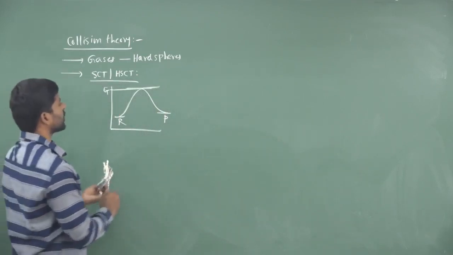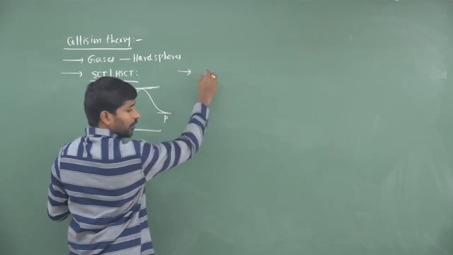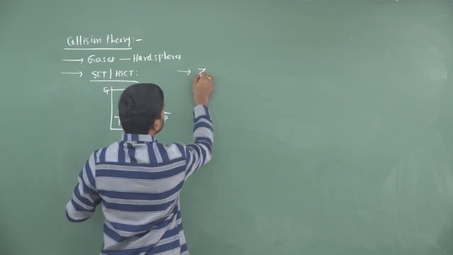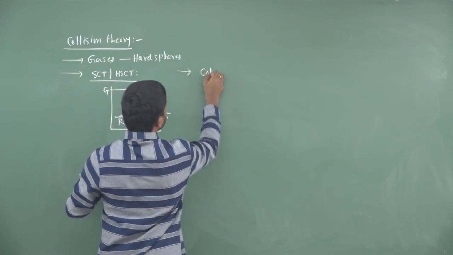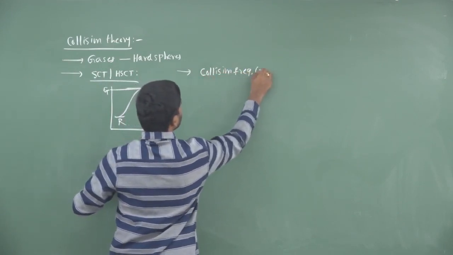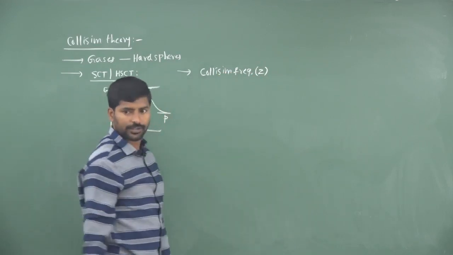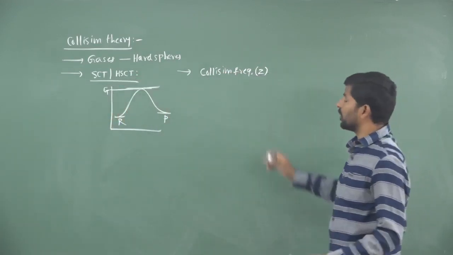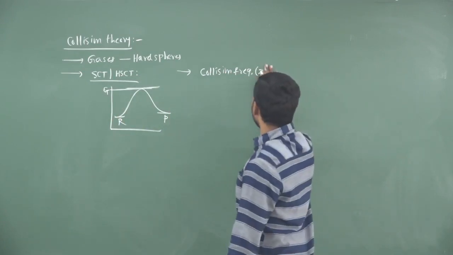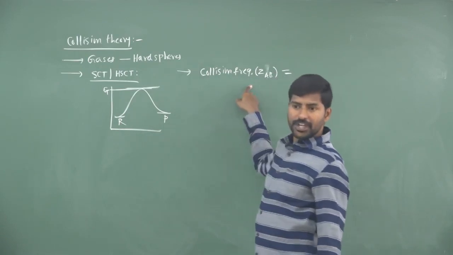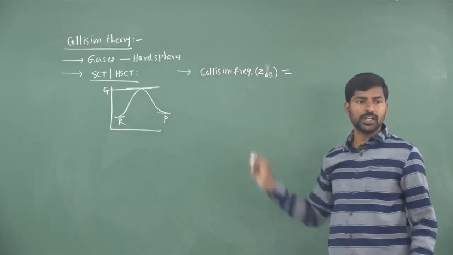Okay, first condition we'll discuss first of all. The number of collisions that occur per unit time per unit volume, that is called what? That is called collision frequency. If you take 2 different molecules A and B, how to calculate collision frequency?